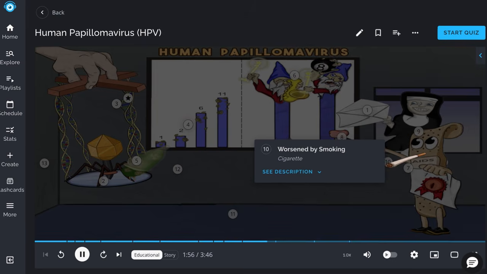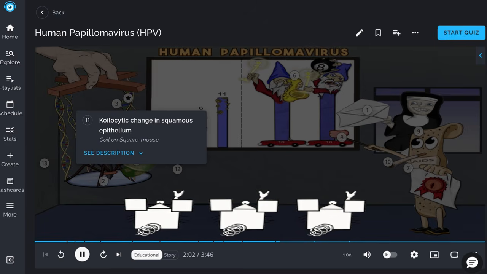HPV displays several characteristic cellular signs to aid in diagnosis. The squamous epithelium undergoes changes in response to HPV infection, namely koilocytic changes, in which the nucleus darkens to become hyperchromatic, develops irregular borders, and develops a clear area surrounding it, called a paranuclear halo. Remember these koilocytic changes in the squamous epithelium by the coil on square mouse.